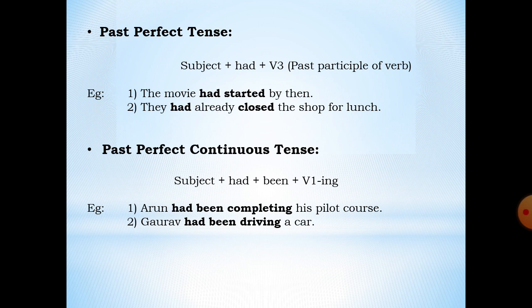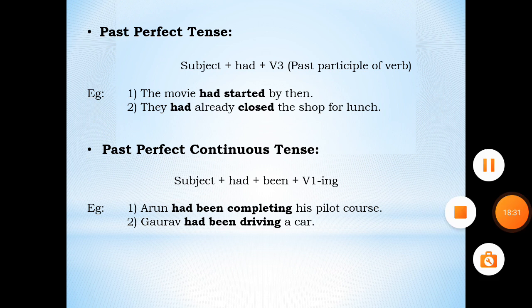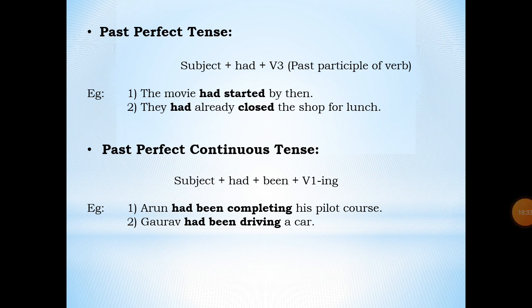Now the third form of past tense is past perfect tense. See the formula, subject plus had plus V3. Now in present perfect tense we used has or have. But here in past perfect tense only had goes. It will go with a singular subject as well as a plural subject. With both types of subject, only the helping verb had we have to use. We don't need to use something else.